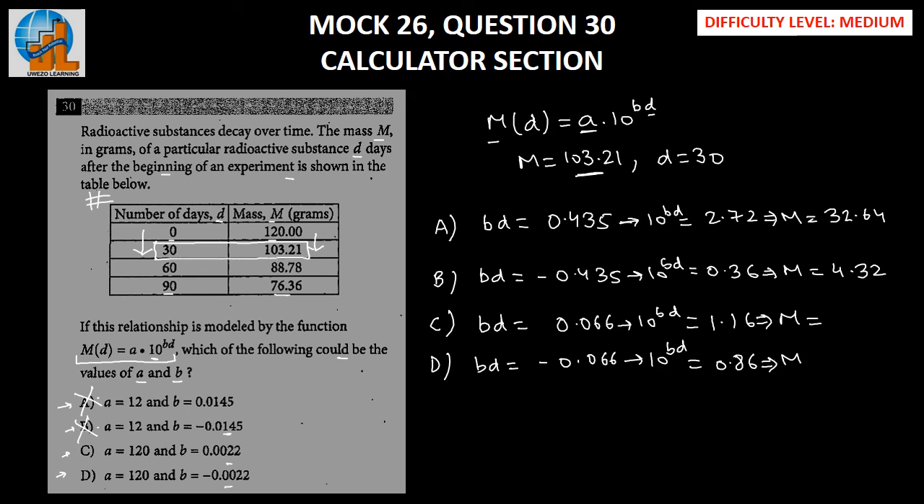Now a is 120 and we have to multiply it by 1.16, so that would be 139.2. Here the mass is actually increasing and not decreasing, hence we can eliminate option C directly. Let's go to option D. So this would be 120 into 0.86, that is exactly 103.2. Hence, option D is the correct answer.